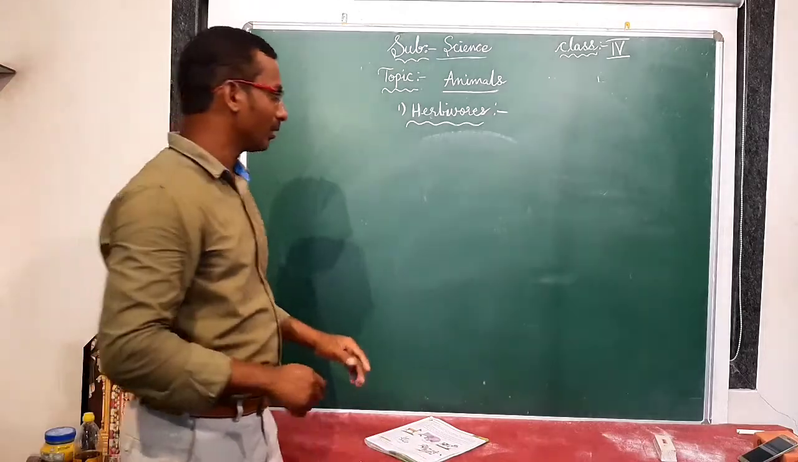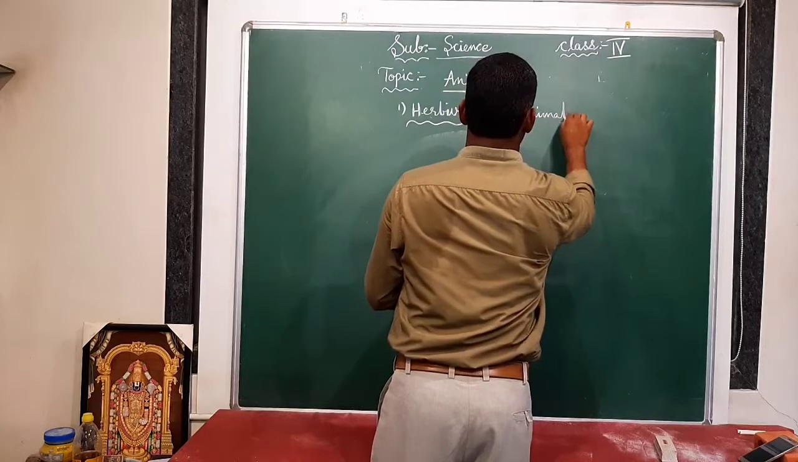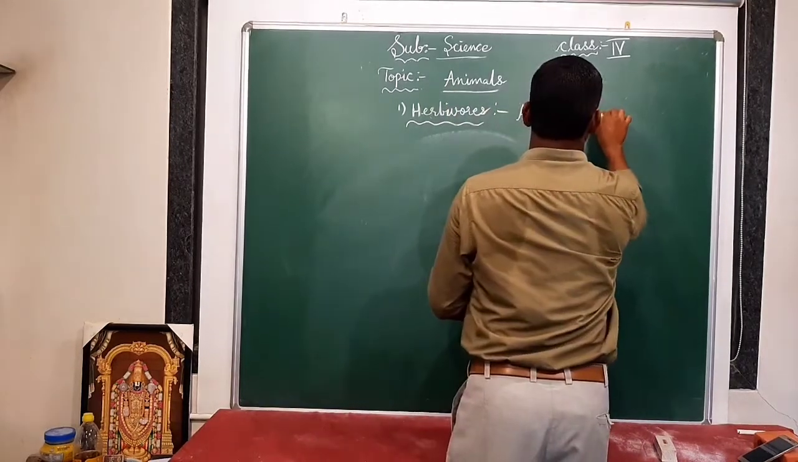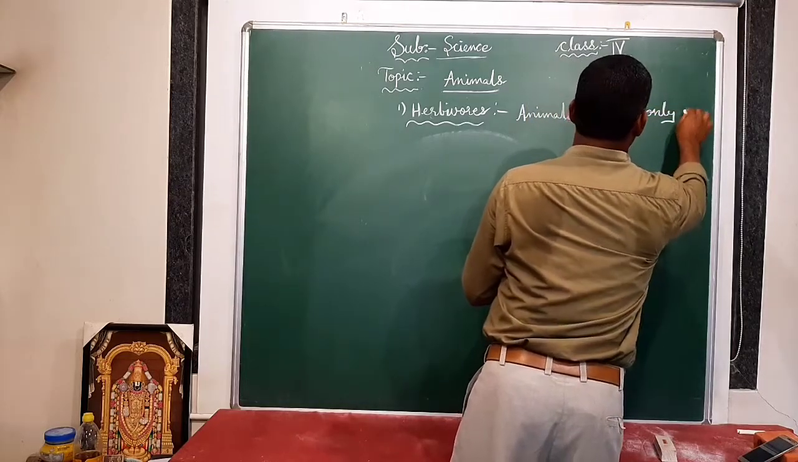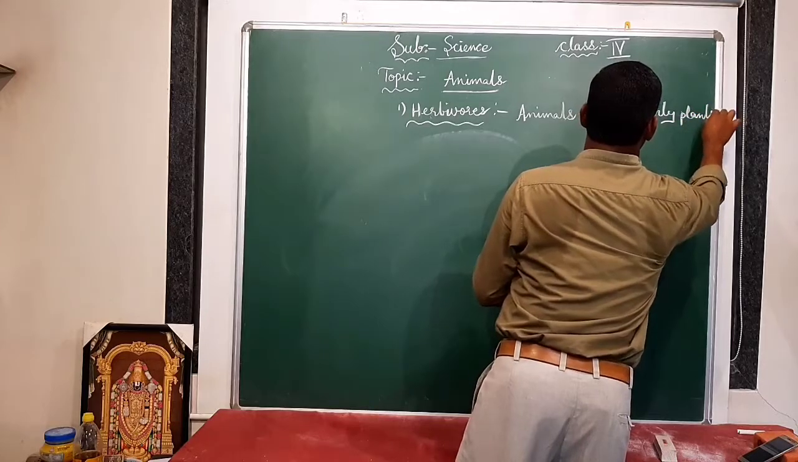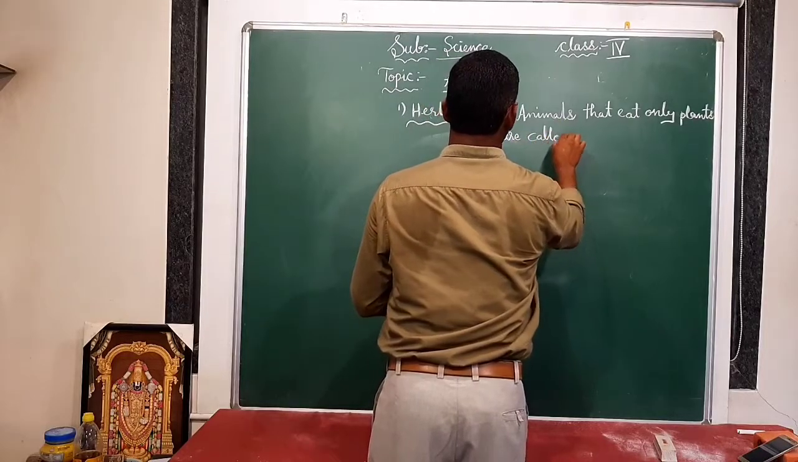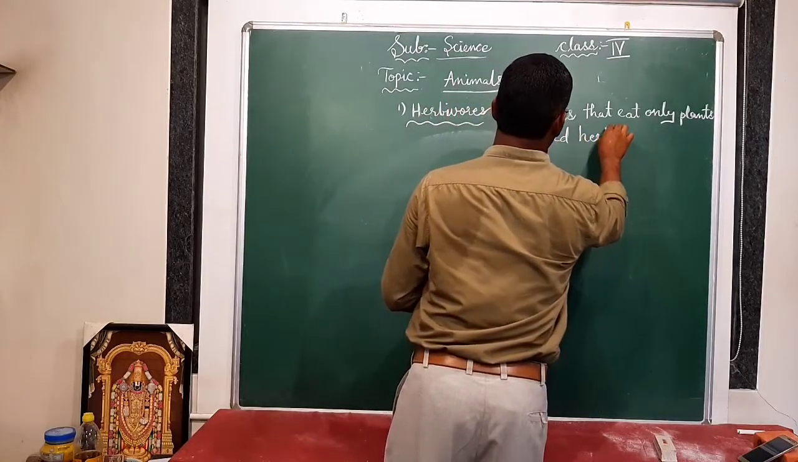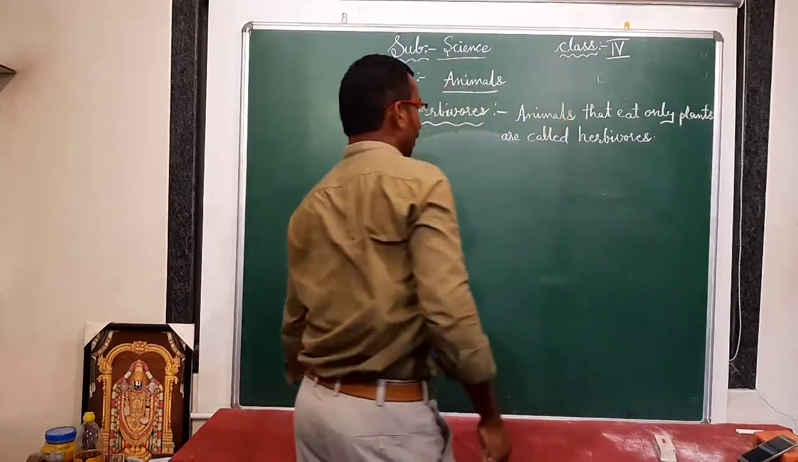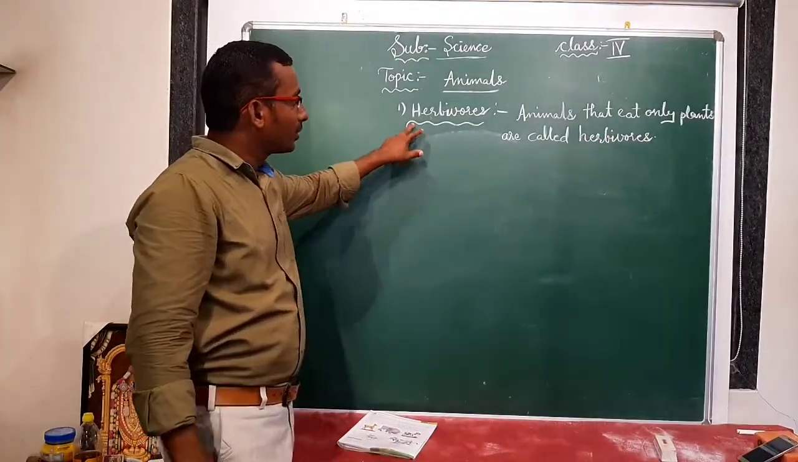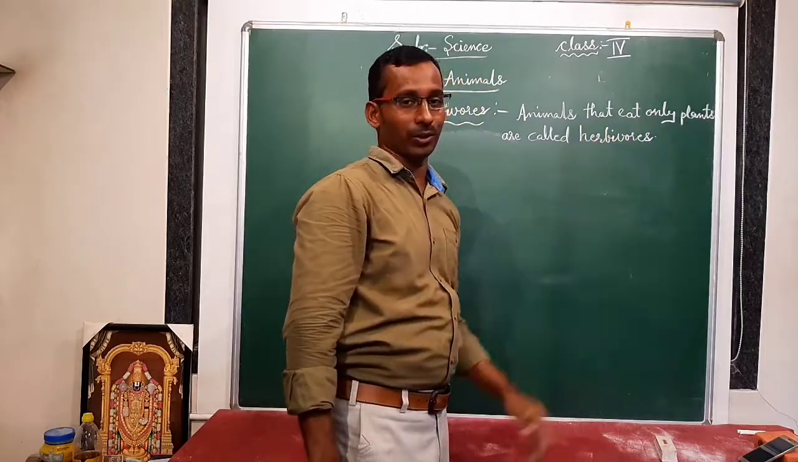Is it clear? Animals that eat only plants are called herbivores. Clear? What are herbivores? Animals that eat only plants are called herbivores.